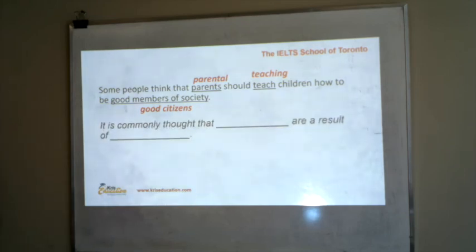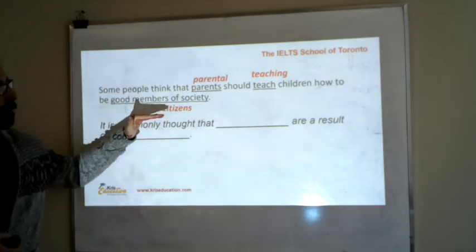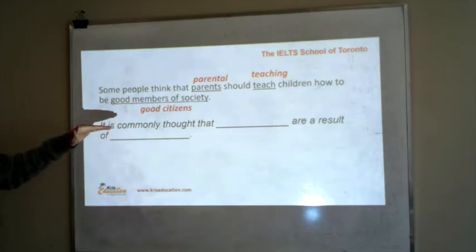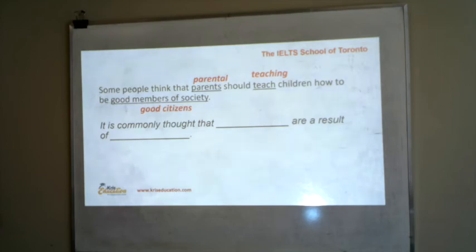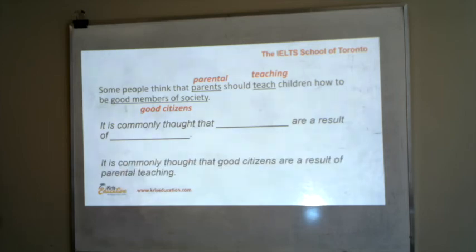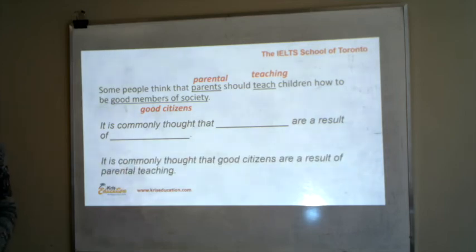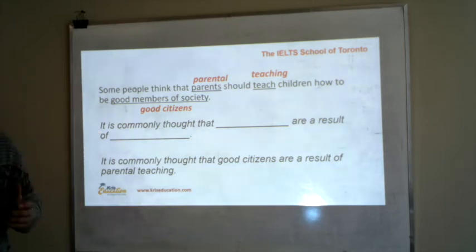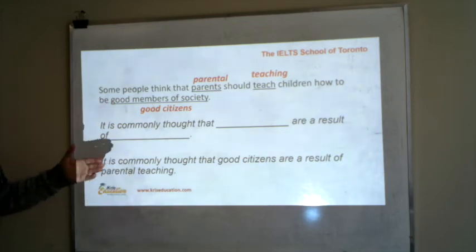And once we've done that, once we have underlined the keywords and written the family words, I want you to fill in the gaps. In this case, it is commonly thought that good citizens are a result of parental teaching. Again, this is only one way of paraphrasing. You can paraphrase in different ways. Just find the way that works best for you. If you find this way easy, follow it.